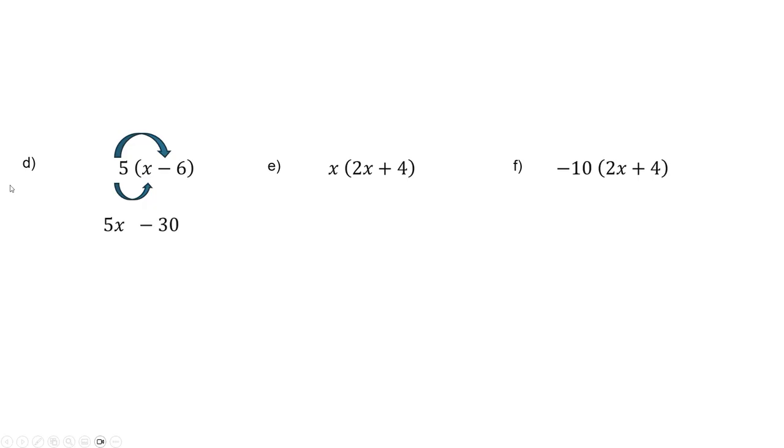Question E, x times 2x is 2x squared, and x times 4 is 4x. Question F, negative 10 times 2x is negative 20x, and negative 10 times 4 is negative 40.